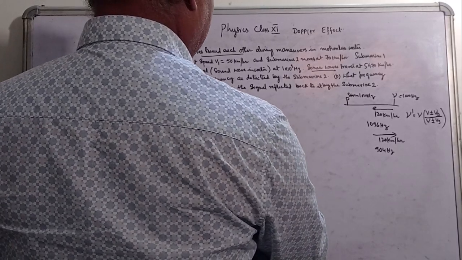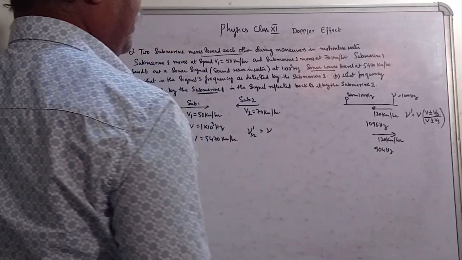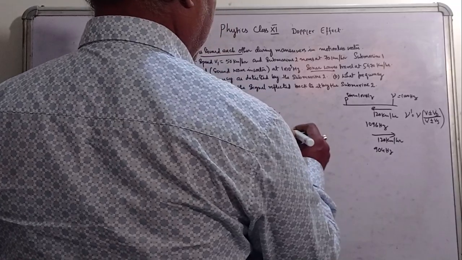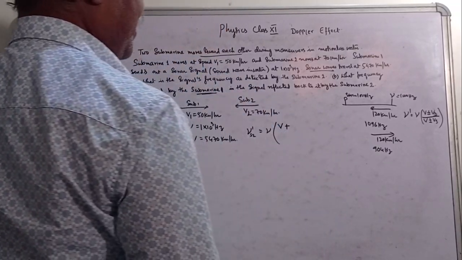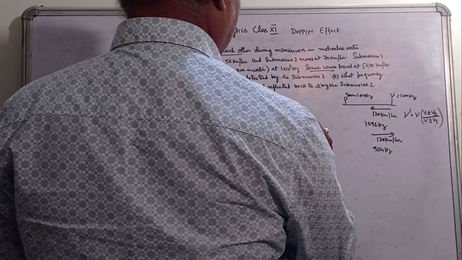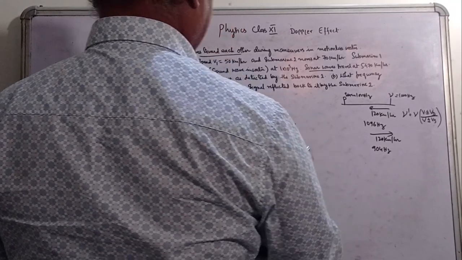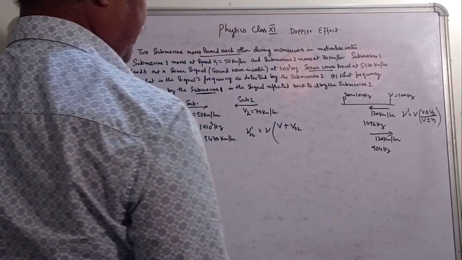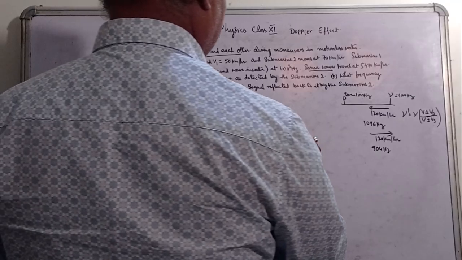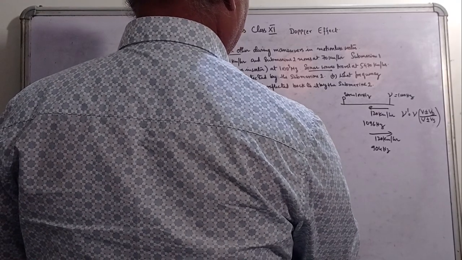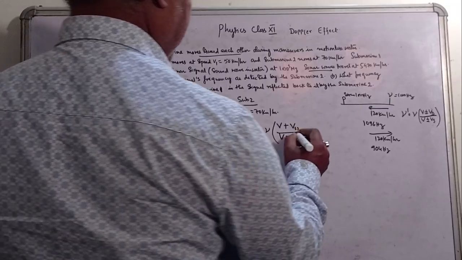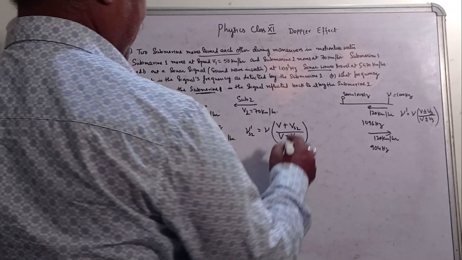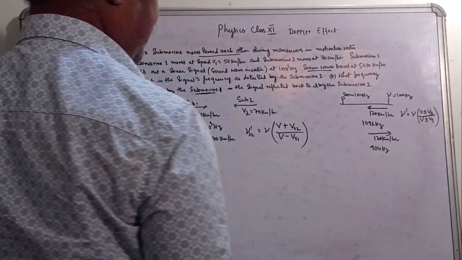The frequency heard by submarine 2 will be equal to the frequency of the signal times the velocity of the sonar wave, plus, we take plus because there is a shift in the frequency, the velocity of the detector, that is Vs2, divided by V minus the velocity of the source, that is V of submarine 1, because it is emitted by submarine 1. This is because the detector velocity is in the numerator.